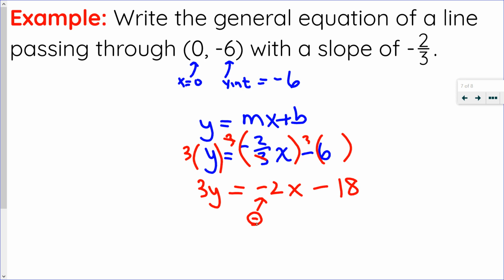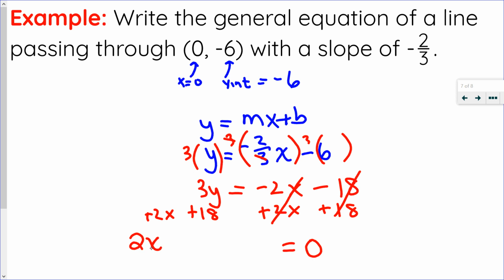That means I don't want x on that side. I want it on the left-hand side. So I'm going to isolate to the left-hand side. I'm going to do that by adding 2x to both sides to be fair, and adding 18 to both sides. So on the right-hand side, I have negative 2x and 2x is 0. Negative 18 and positive 18 is 0. On the left-hand side, I have a positive 2x plus a 3y plus an 18. So 2x plus 3y plus 18 equals 0 is the equation of a line that passes through the point 0, negative 6 with a slope of negative 2/3.